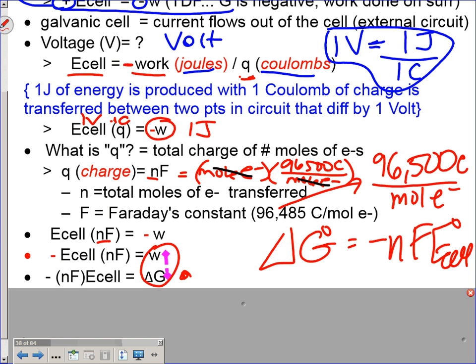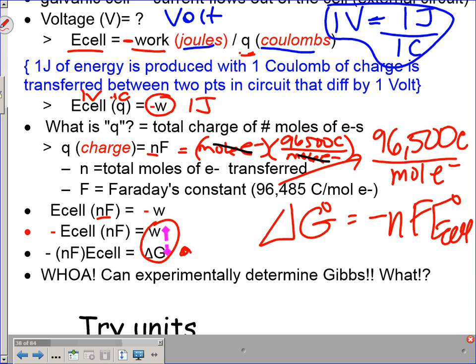You can't measure delta G, because how do you literally measure something's favorable? You can't. But now we can! What? Whoa! I can experimentally determine Gibbs. How? You just get the cell voltage, and you use the balanced chemical equation for how many moles are transferred, multiplied by a constant, done. This is the first time. This should be a wow moment for you. You've never been able to calculate delta G from a laboratory sense, okay? So thank you for acting like you were wowed.